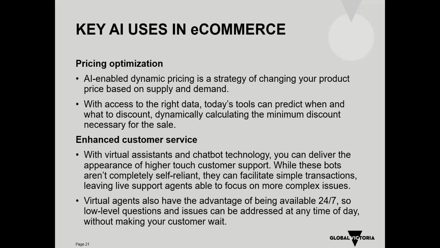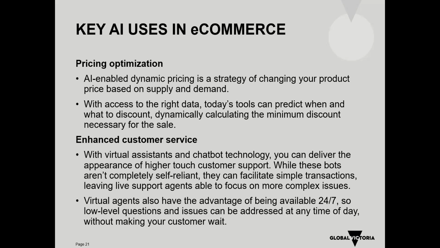AI can certainly help with price optimization. AI-enabled dynamic pricing is a strategy of changing your product price based on supply and demand. Now, if you cast your mind back to a year ago when we talked about pricing models in e-commerce, you will know that the market dictates the price to some extent. The greater the demand, the slower the supply, the better the price. The greater the supply, the lower the demand, the lower the price needs to be to adapt to customer expectations.